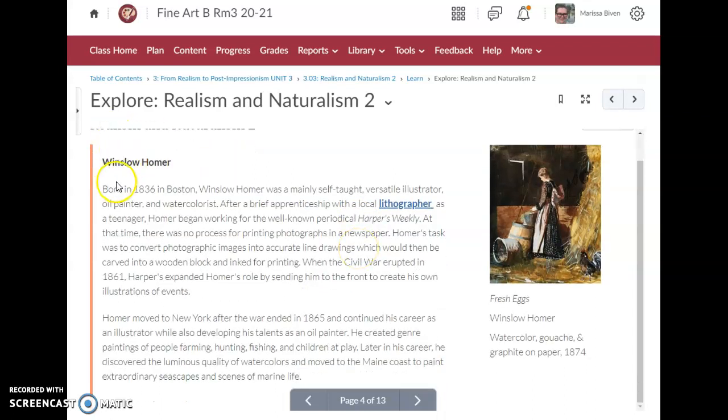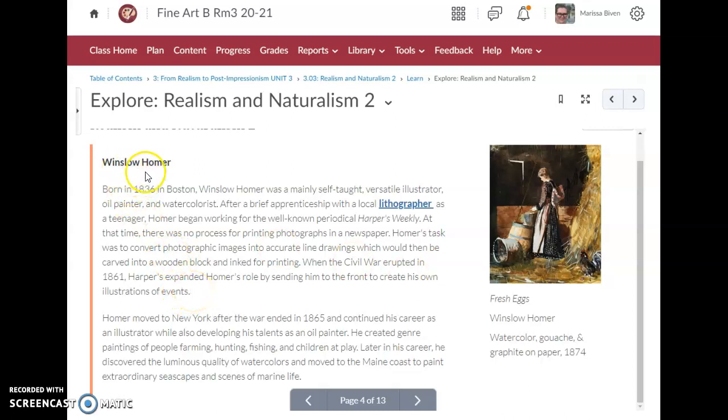Winslow Homer. Born in 1836 in Boston, Winslow Homer was a mainly self-taught, versatile illustrator, oil painter, and watercolorist. After a brief apprenticeship with a local lithographer as a teenager, Homer began working for the well-known periodical Harper's Weekly. At that time, there was no process for printing photographs in a newspaper. Homer's task was to convert photographic images into accurate line drawings, which would then be carved onto a wooden block and inked for printing. When the Civil War erupted in 1861, Harper's expanded Homer's role by sending him to the front to create his own illustrations of events.